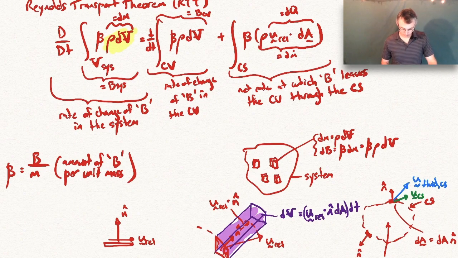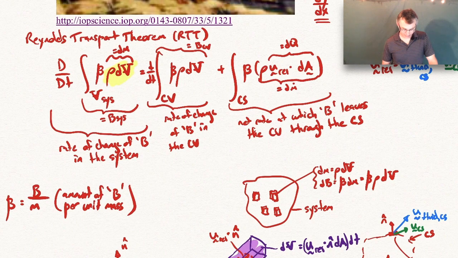Just to refresh your memory, the left-hand side is the time rate of change of our transportable quantity B within our system, and that's equal to the time rate of change of B in the control volume plus the rate at which B is leaving our control volume through the control surface. That's the Reynolds transport theorem. The left-hand side is a Lagrangian perspective, and the right-hand side is an Eulerian or control volume perspective. So this is the tool that allows us to convert between these two things. And again, if you want to see a more mathematical derivation, there's a separate video you can take a look at for that.